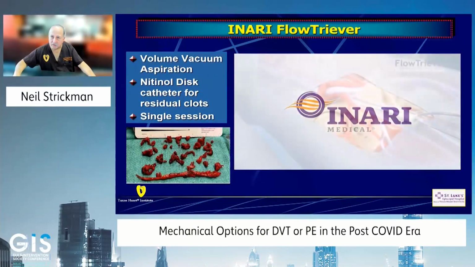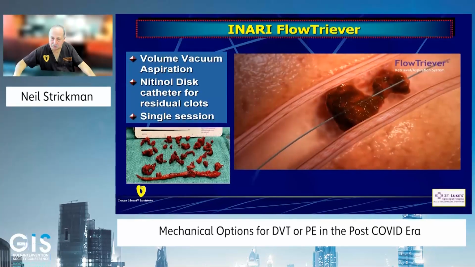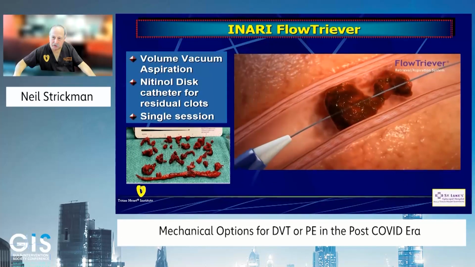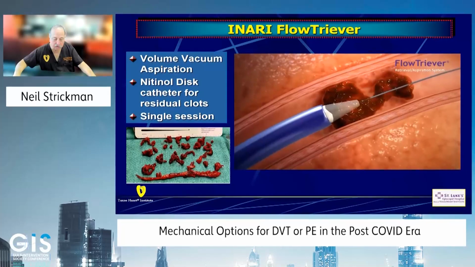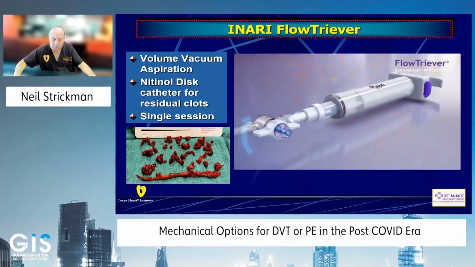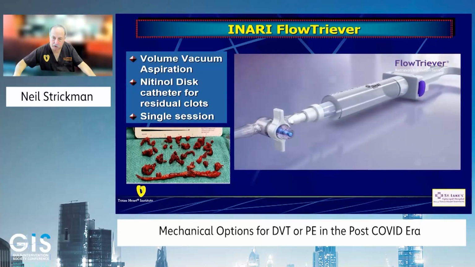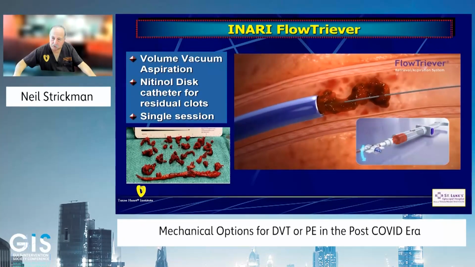Now, the granddaddy of the flow retriever is the FlowTriever, which is 27 French. And again, we use volume vacuum aspiration, all in a single session. First, the guide wire is advanced through the clot into the pulmonary artery. The retriever device is advanced, the dilator removed, and then we close the port, and by vacuum suction, we're able to take out all of the clot.